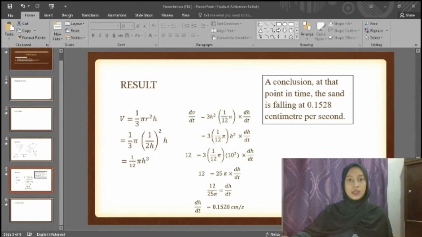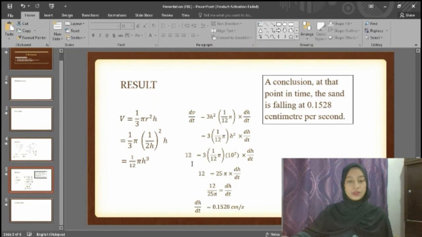Now we can continue to differentiate and solve the question like this. V is equal to 1/3 πr²H. Then we replace r with 1/2 H. Then we get 1/12 πH³. Then we differentiate V and it becomes like this. And then we replace H with 10 that we get from the question earlier. And then dV/dt we replace with 12.